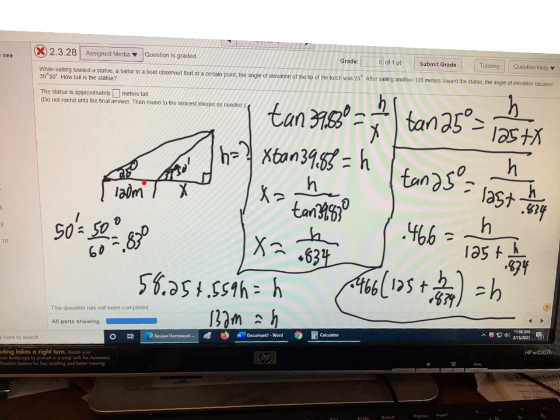So he sails from here 120 meters, then the angle of elevation is 39 degrees, 50 minutes. I'll call this distance x to the statue and the height h. We're looking for h. So first thing I do is convert this 50 minutes to degrees, and it'd be 0.83 degrees. So you've got two triangles. You have this bigger one and this smaller one.